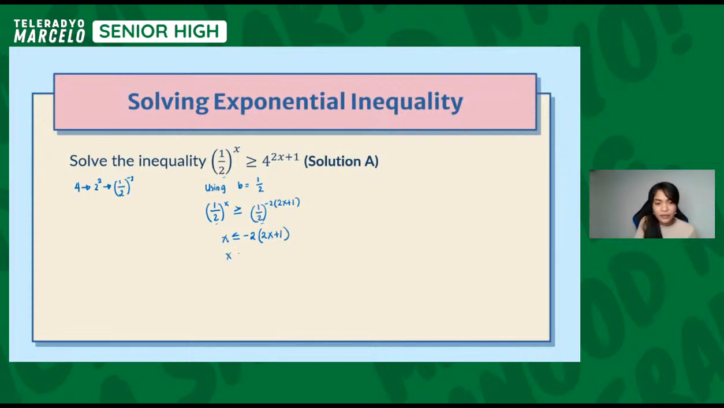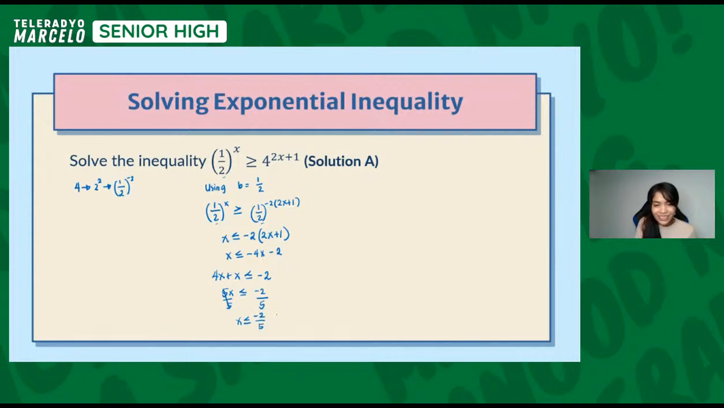So solving it further, we will have negative 2 times 2x is negative 4x and minus 2. So from here, solve natin yung value ng x. Transpose negative 4x, that will be positive 4x plus x is less than or equal to negative 2. And this is 5x is less than or equal to negative 2. We divide both sides by 5. Therefore, the values of x that we can take here are all values that are less than or equal to negative 2 over 5.